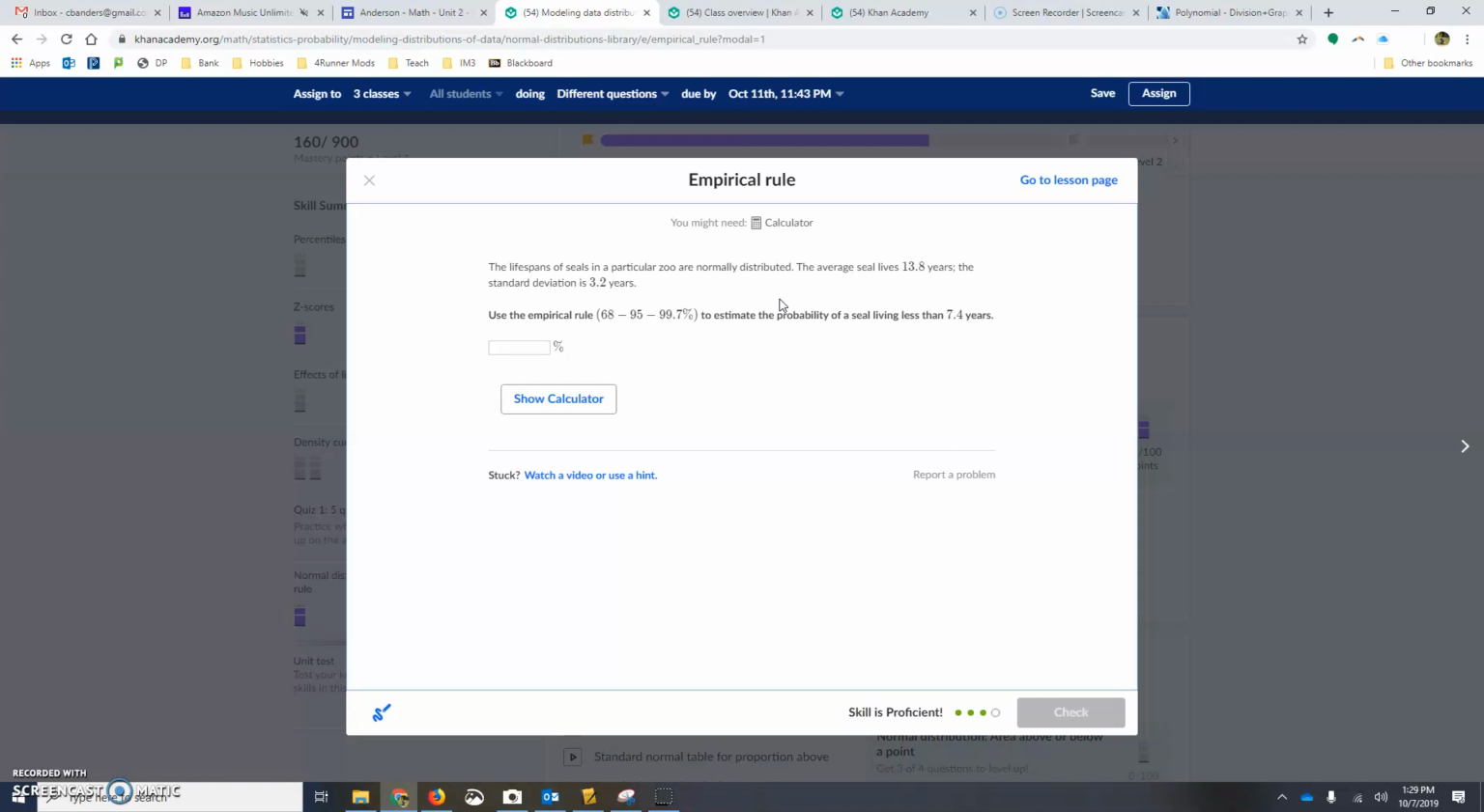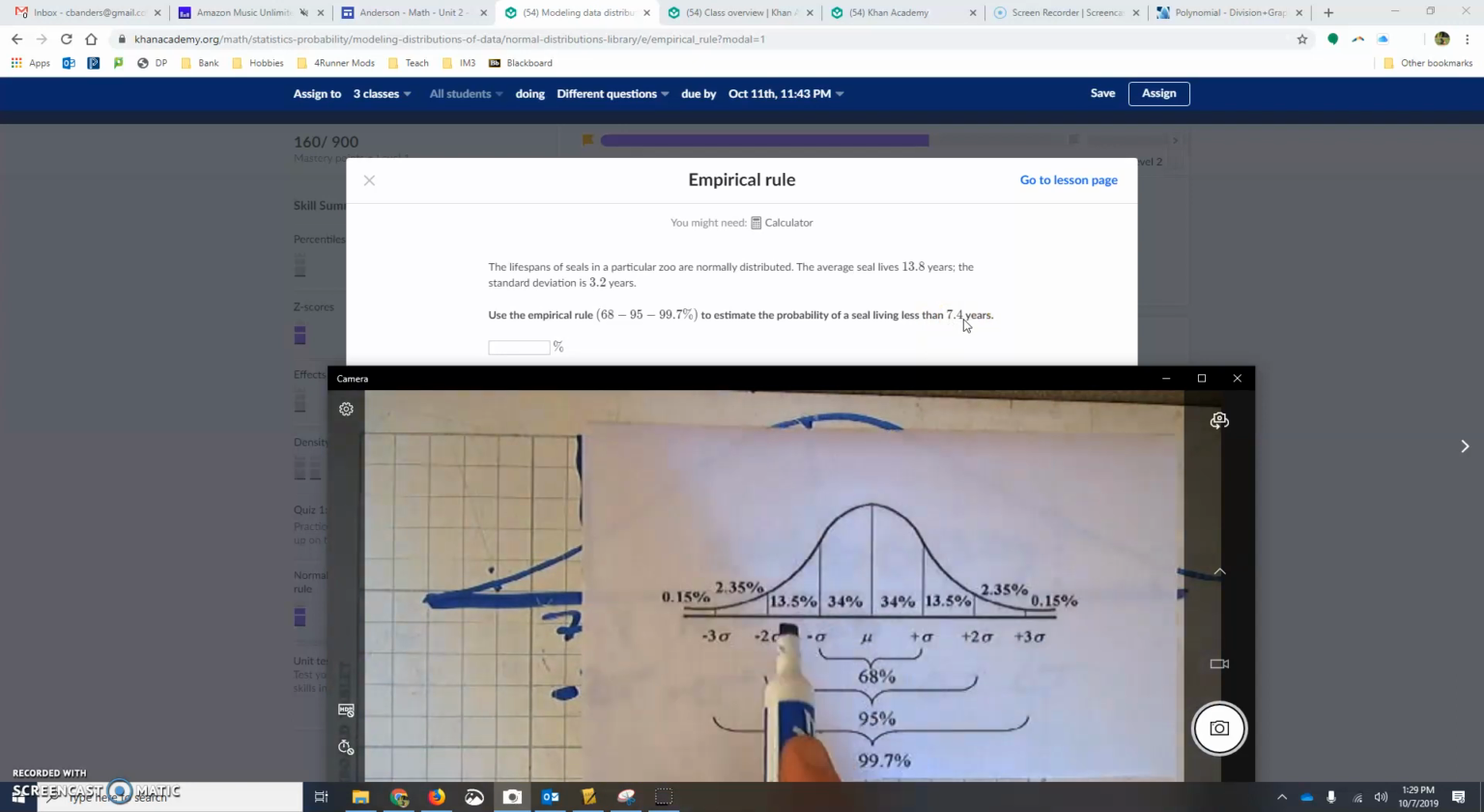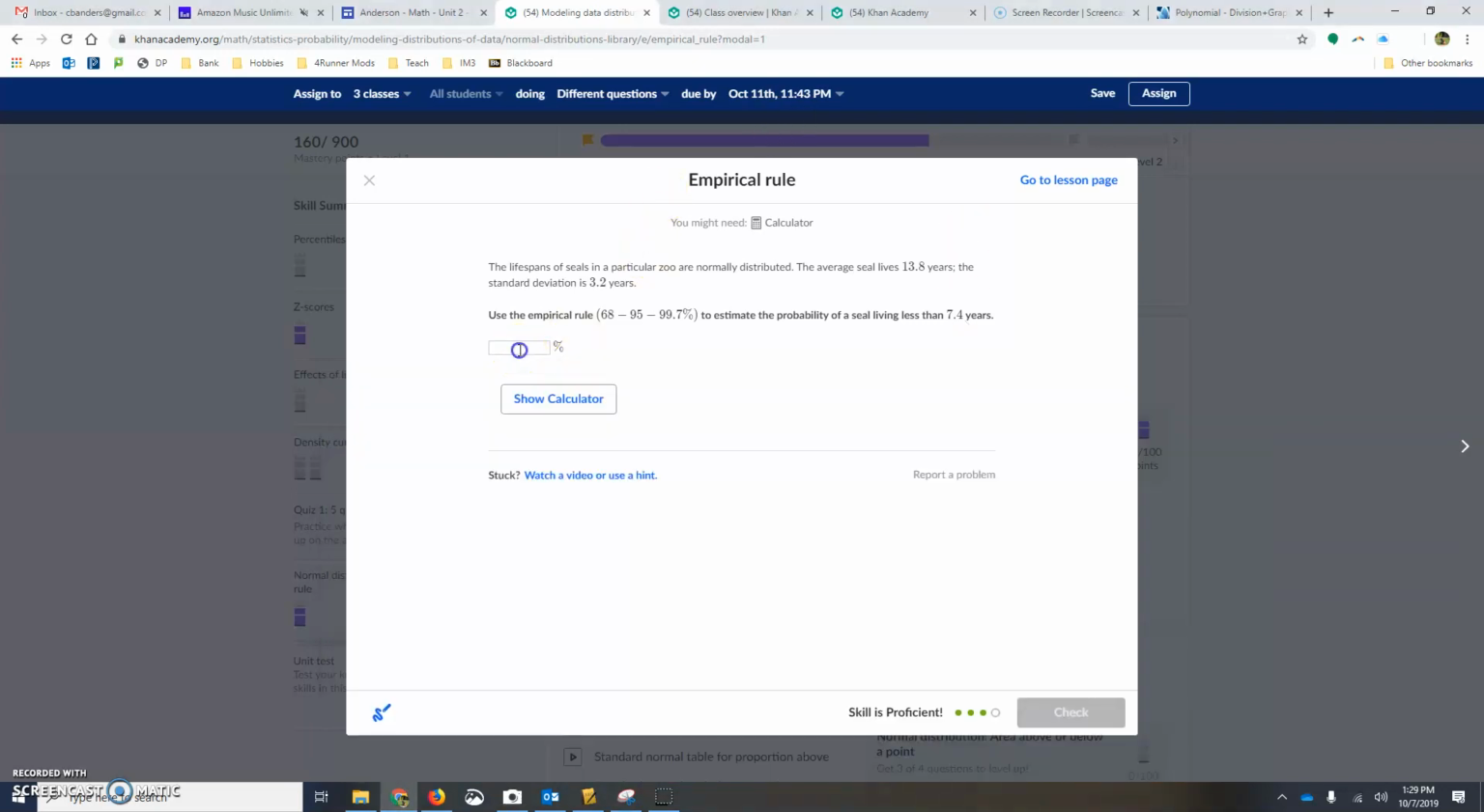Oh, sorry. Forgot to flip over my camera. So 13.8 is here, 10.6. I'm just subtracting because we don't really care about the high numbers. It just says what's the odds of less than 7.4. So we don't really care about anything greater than 7.4. So we have 7.4 here. It's 2 deviations down. So 2 deviations down is 2.35 and 0.15. So it's only 2.5% chance that our seal lives less than 7.4 years. And we're done.